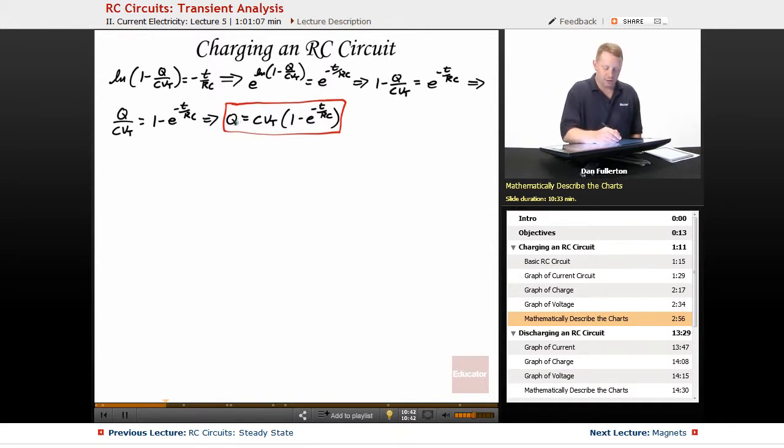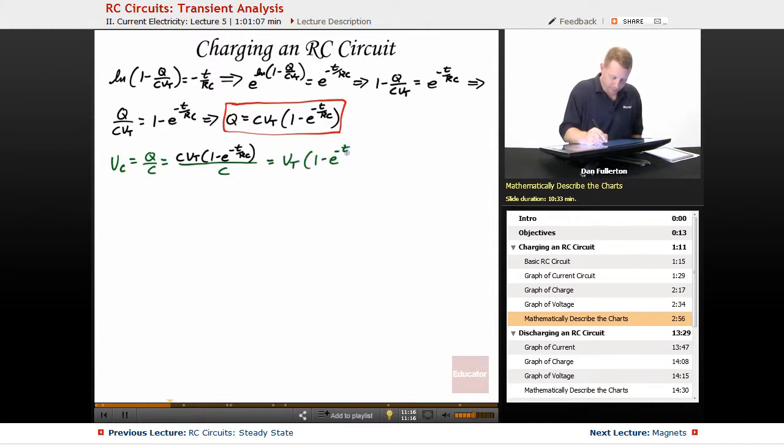Well, if that's our charge, let's see if we can't find the voltage across C. VC equals Q over C. Well, we just found Q was CVT times 1 minus e to the minus t over RC, all divided by C. So then our C's make a ratio of 1. We get that the voltage across our capacitor, our potential difference, is just VT times 1 minus e to the minus t over RC.